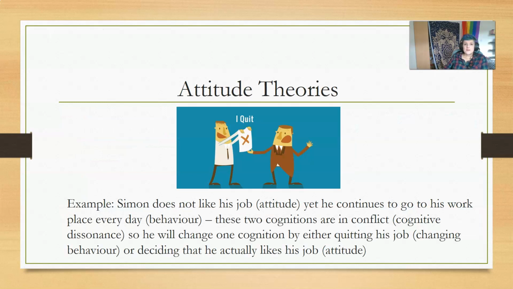So, an example of attitude theory. Simon does not like his job. This is an attitude. Yet he continues to go to his workplace every day. That's his behaviour. These two cognitions are in conflict and he experiences cognitive dissonance. So he'll change one cognition by either quitting his job, so changing his behaviour, or deciding that he actually likes his job, so changing his attitude.